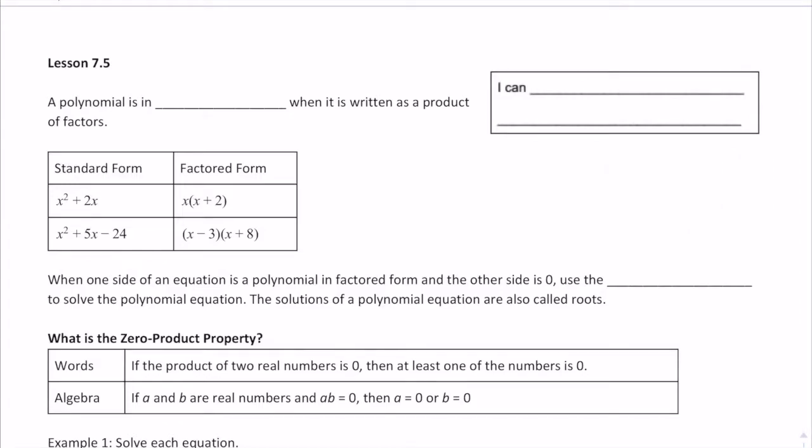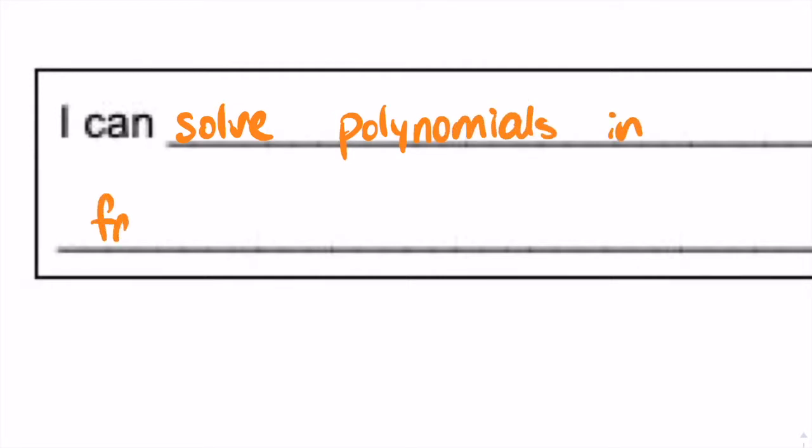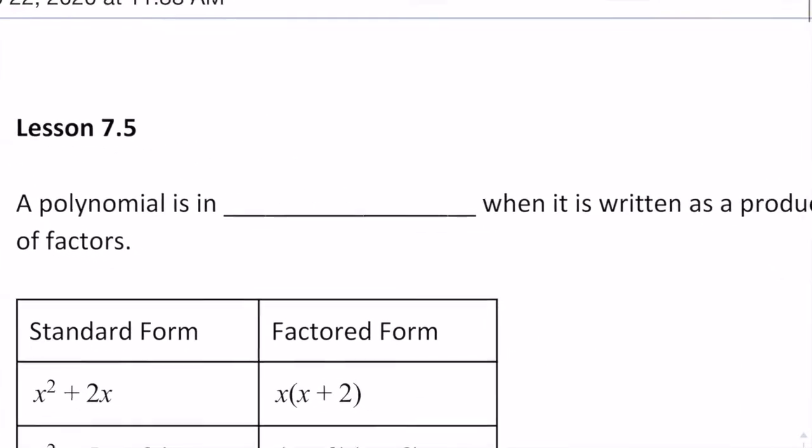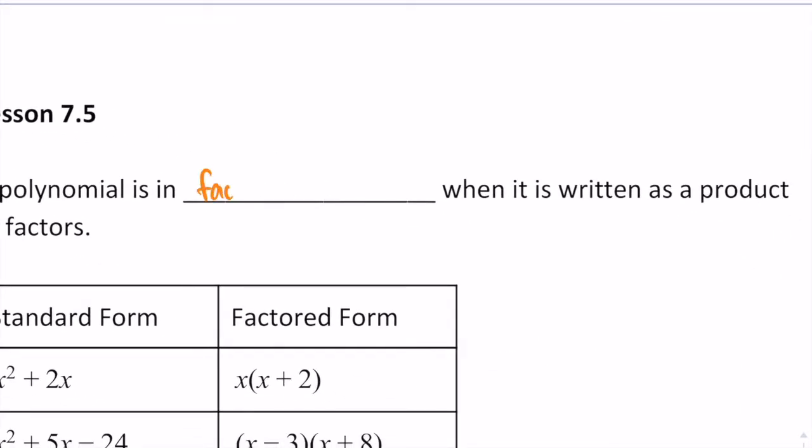Alright, so today we're going to talk about solving. I can solve polynomials in factored form. Okay, so I can solve polynomials in factored form. A polynomial is in factored form when it is written as a product of factors.